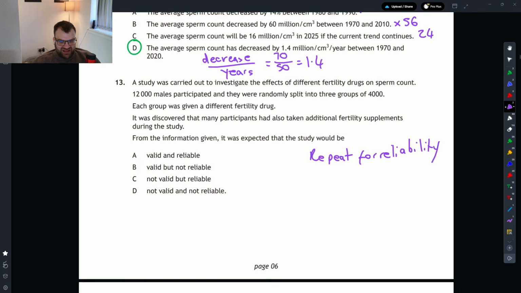In a valid test, you want to be doing only one change between the groups. I am reading here that they were given a different fertility drug. That should be the only difference. However, they've also, some of them, or many of them, have taken additional supplements.